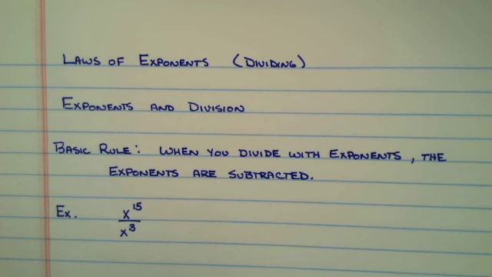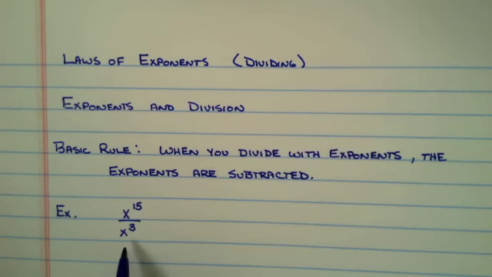In this video, we're going to go over what to do with exponents when you have a division problem. So, exponents and division, the basic rule is this. When you divide with exponents, you need to subtract those exponents. So if you have a problem and you have exponents in the problem and you're dividing, you have to subtract those exponents. So the two basic rules are this. When you multiply, you add your exponents. When you divide, you subtract your exponents.